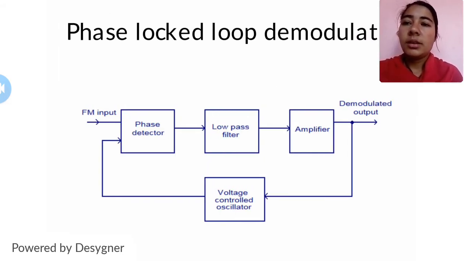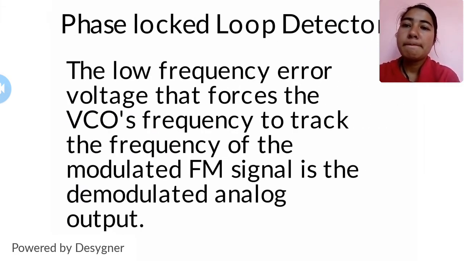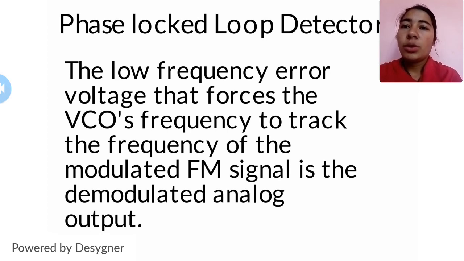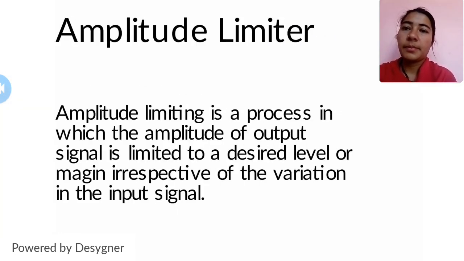This is the phase locked loop demodulator circuit. In the phase locked loop detector, the low frequency error voltage that forces the VCO frequency to track the frequency of the modulated FM signal is the demodulated output of the FM signal.